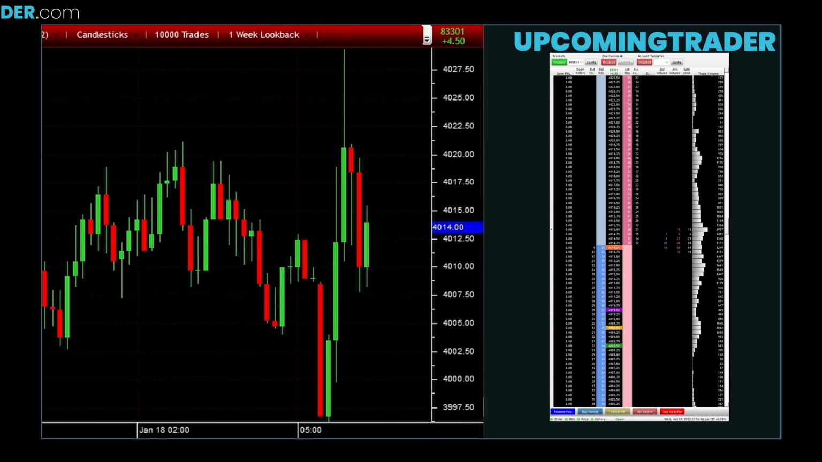The shooting star is a bearish reversal pattern that appears after an uptrend. It has a small body and a long upper wick, which indicates that buyers tried to push the price higher, but sellers regained control and drove the price back down. This pattern, when appearing at a high volume resistance level, is a strong indicator of a potential reversal.